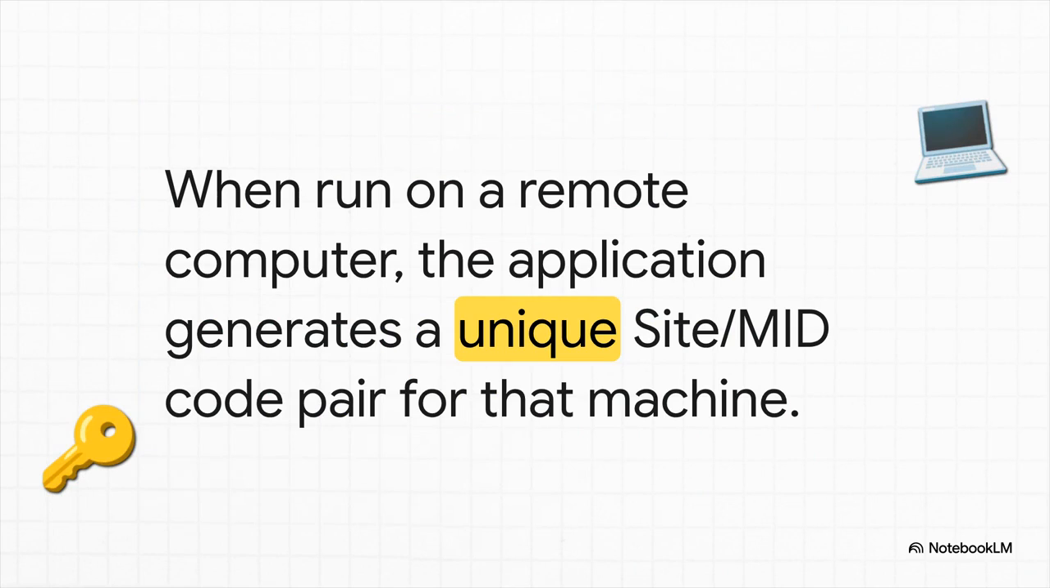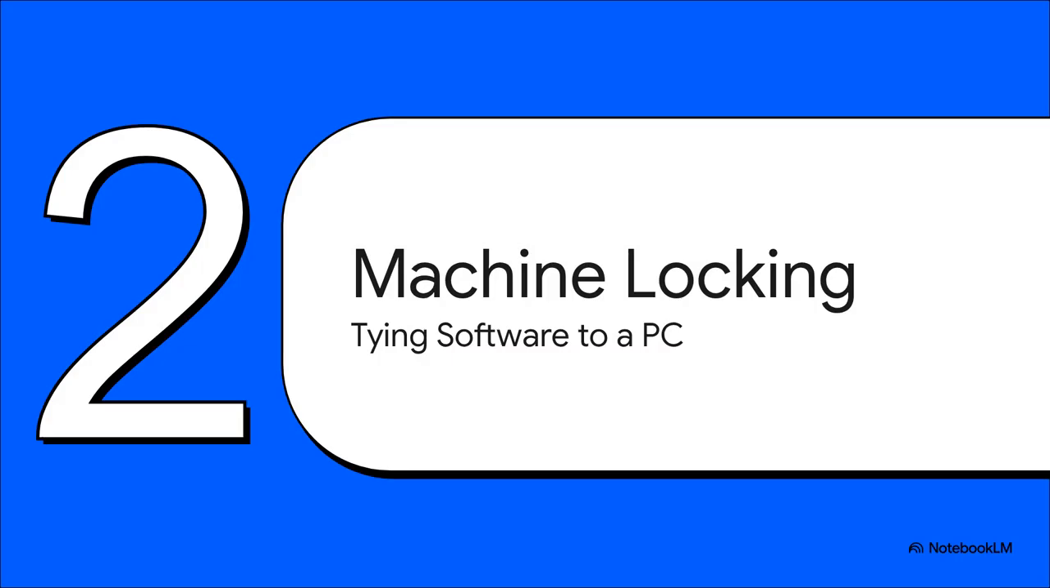So how does it create that link? Well, it all starts with a unique identifier. The very first time your protected app runs, it generates a site and a machine ID. That's the site/MID code pair. And this pair acts like a digital fingerprint that is completely unique to that one computer. You'll never see two machines with the same pair. So that unique ID is the key. But how does the system actually create it?